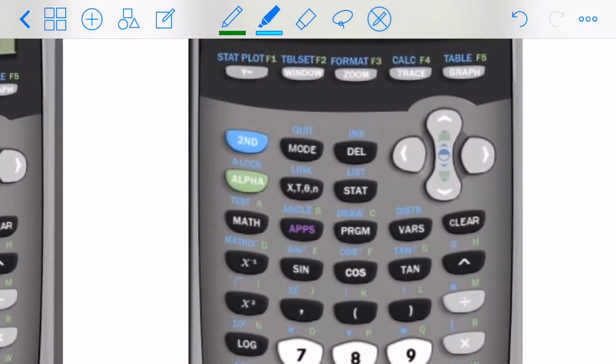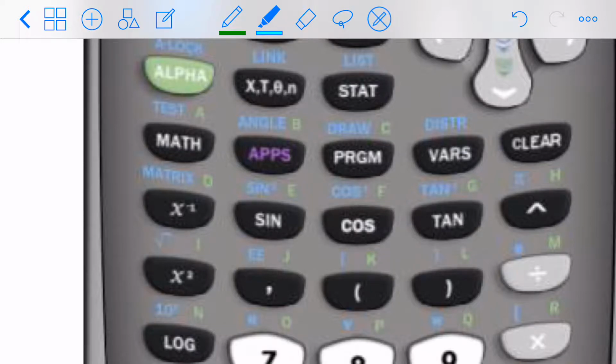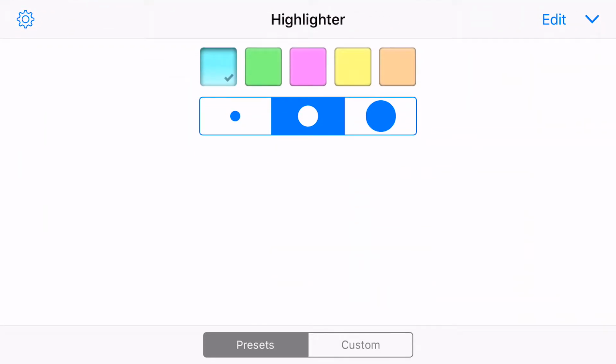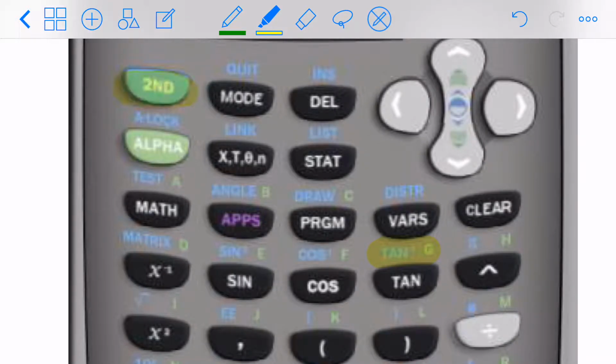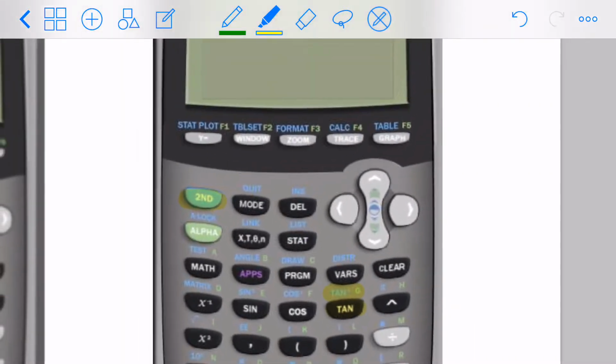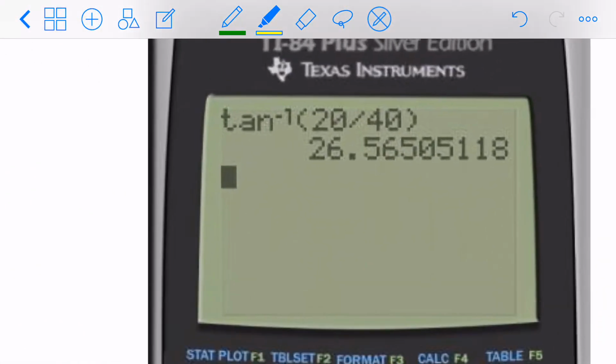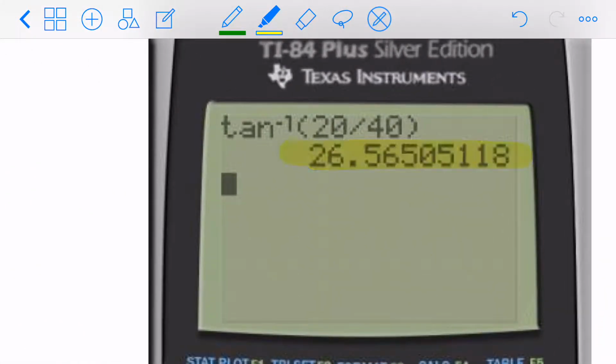Okay, so now we need to find the inverse tan. The inverse tan, let me squeeze in here, is right here. So you're going to have to go second tangent, second tan, and then type in 20 over 40, and we should get this number. So go ahead, I'm going to give you a second to do that.